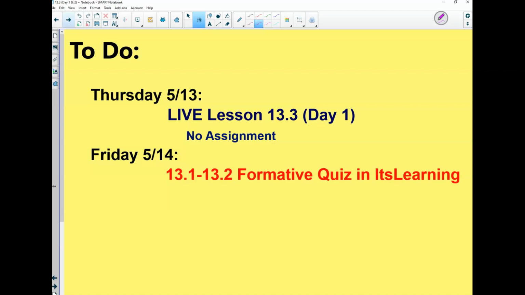There will be no assignment today. But your assignment for today, at the end, you'll see, is to make sure you have the 13.1 and 13.2 homeworks done, so that you can complete an adequate formative assessment tomorrow in its learning.